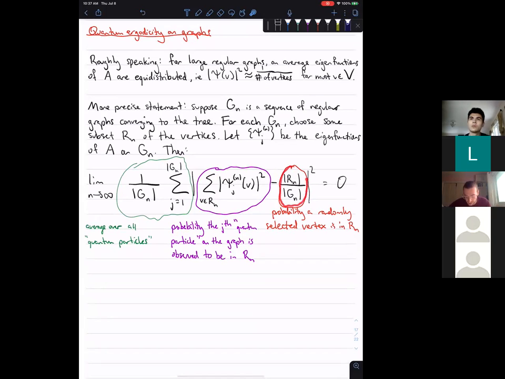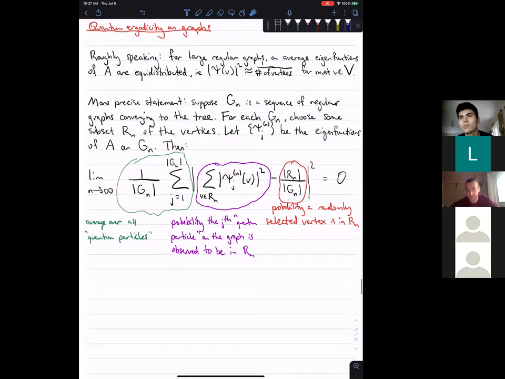This here is the probability that a randomly selected vertex is in Rn. It's just the size of Rn over the total number of vertices. And I'm looking at the difference between those values. So if it's equidistributed, that difference should be small. And here, for technical reasons, there's a square, but it doesn't really matter. And then I average over all quantum particles, namely over all eigenfunctions. And I want that quantity to go to 0 when my graphs converge to the tree.